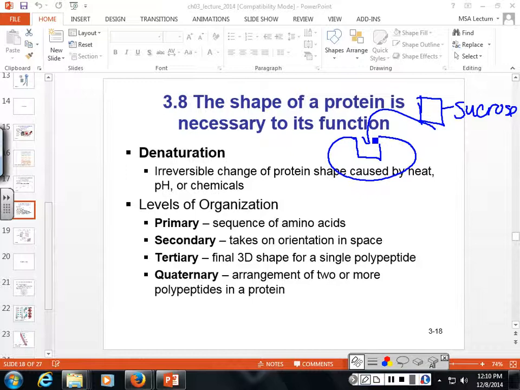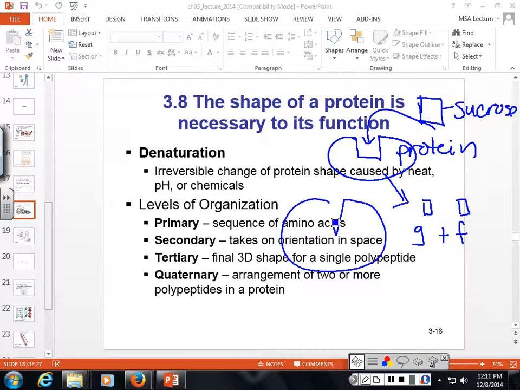And this will bind to this protein, and the protein will cause it to split into two smaller pieces. Remember that glucose plus fructose equals sucrose. So let's say we want to get just the glucose or just the fructose. The sucrose will bind, and you see how it's a perfect fit. The square fits into this protein, and it causes it to split into glucose and fructose. Well, what happens if the protein changes shape? What if the protein does this?